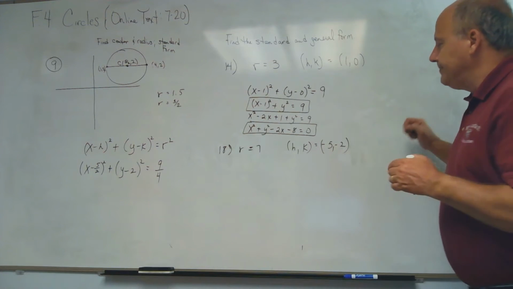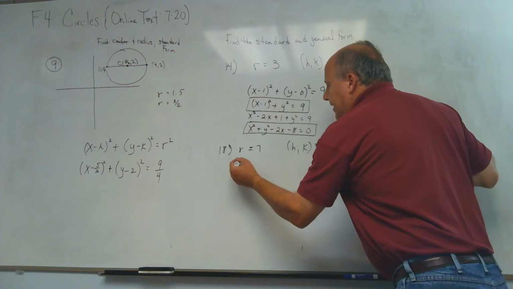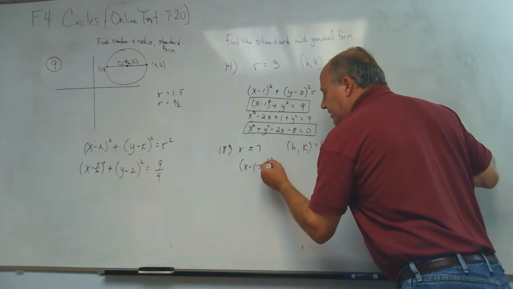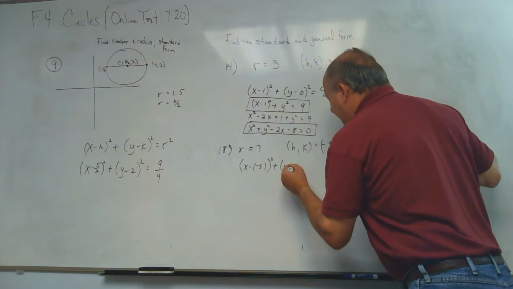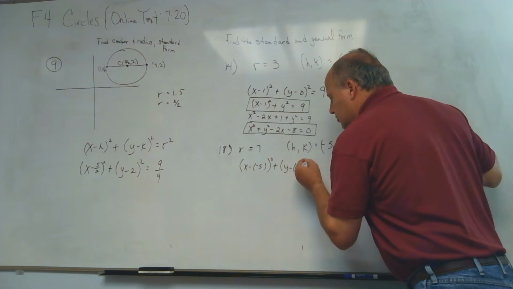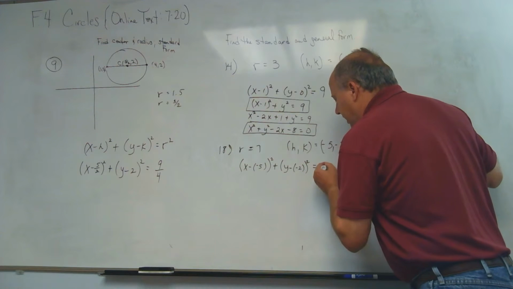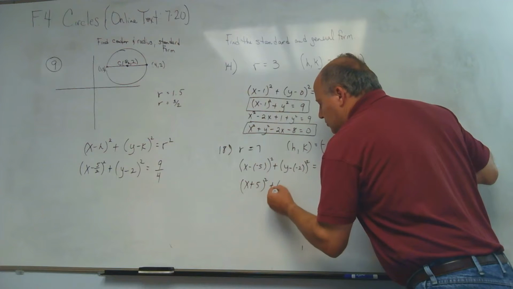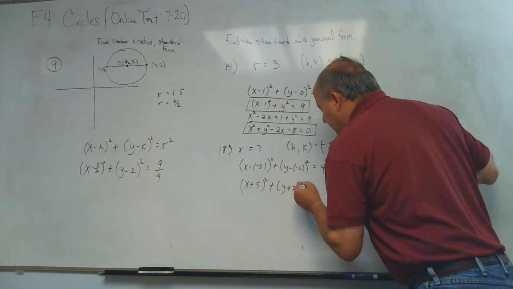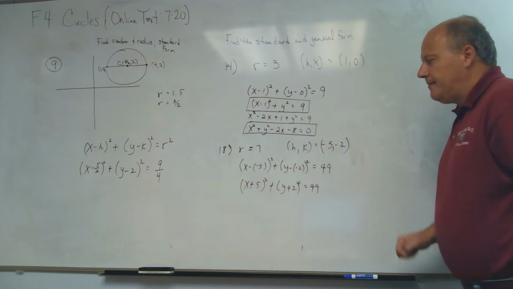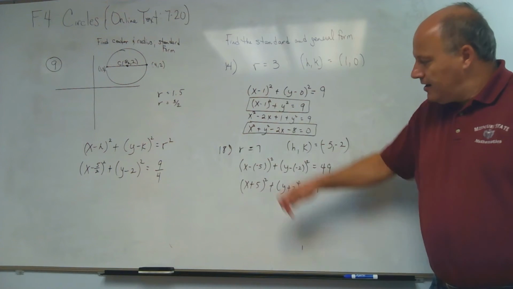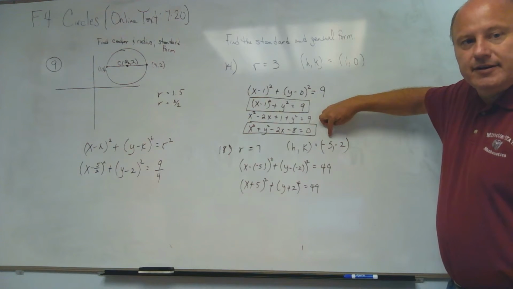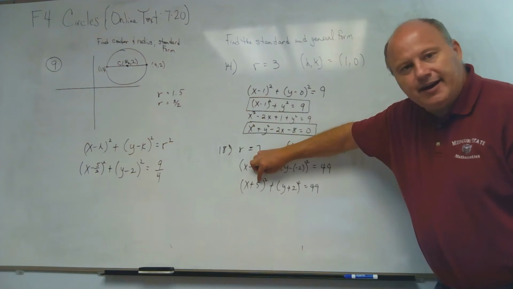So number 18, okay, now is going to be x minus h, so it's negative 5 squared, plus y minus k, which is a negative 2 squared, equals 49. So it's going to be x plus 5 squared plus y plus 2 squared equals 49. Now notice, it's x plus 5 because there's x take away h, and h, remember, was negative 5. So two negatives make a positive 5.